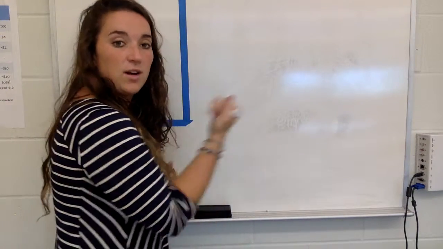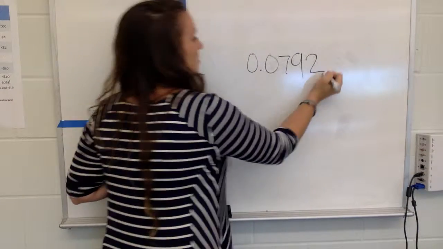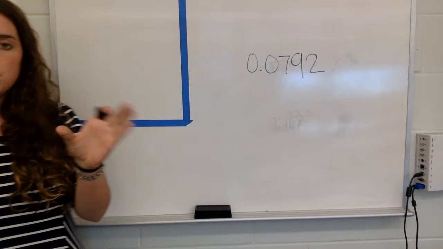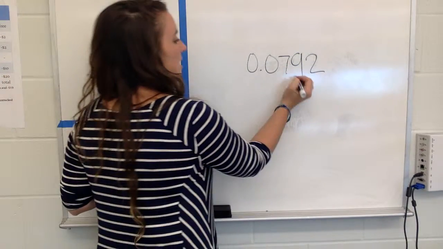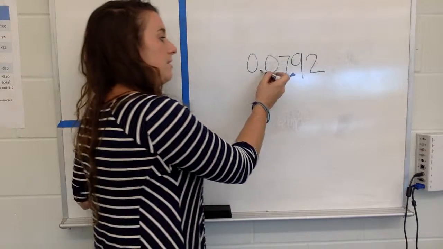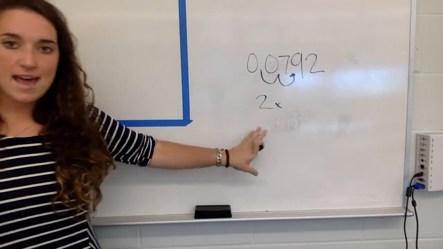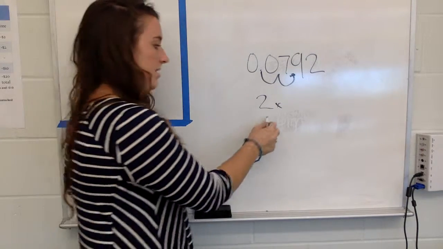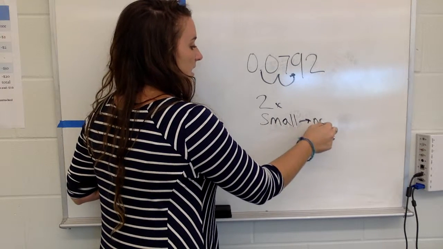All right, last one. I have 0.0792. First, where do I place my decimal so that my front number is between 1 and 9? I need to place it here. How many times did I move it? 1, 2 times, 2 times. And was this number big or small? It was small. So this means negative exponent.